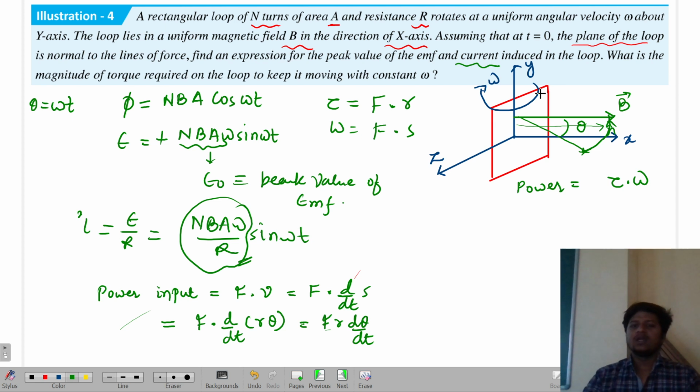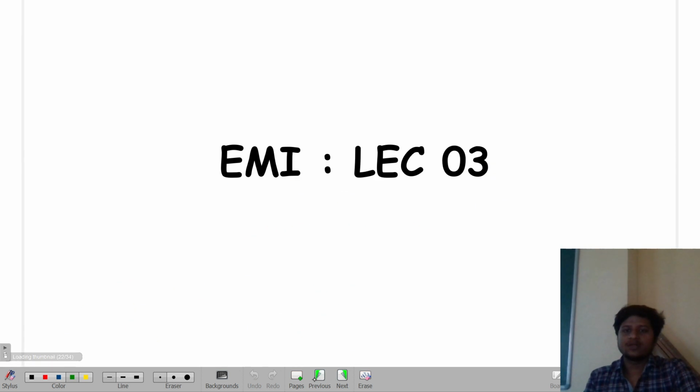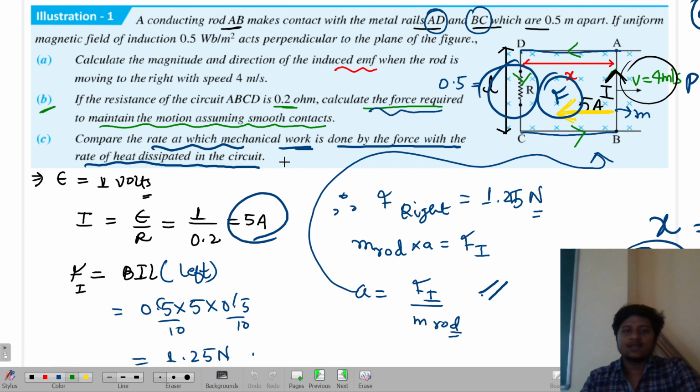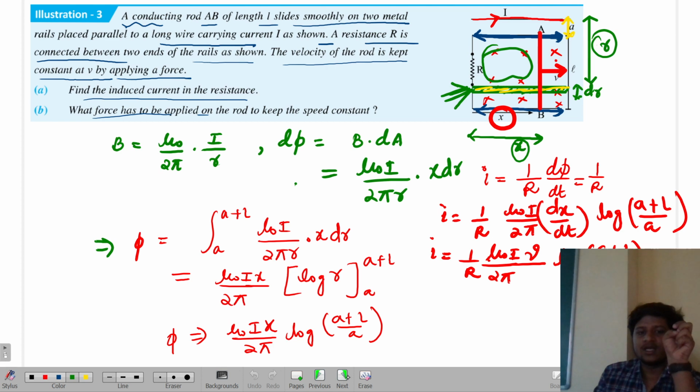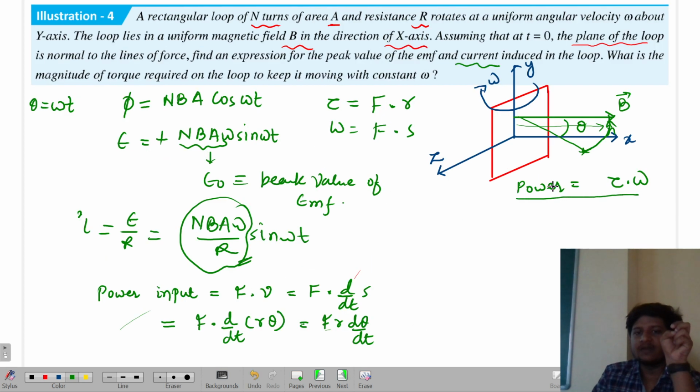Now, if this loop is having some kind of resistance R, in the previous question, in this question number 1, what you observed is that the mechanical work was responsible for heat dissipated in the system, and the power which you apply by mechanical work, that whole power was getting converted into heat energy, yes or no? So here also, this particular power which you apply will convert into heat energy, or not? Tell me yes or no.